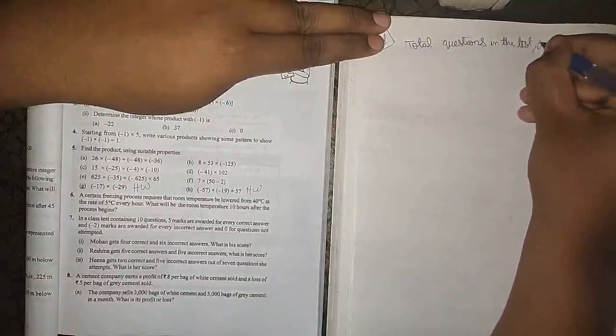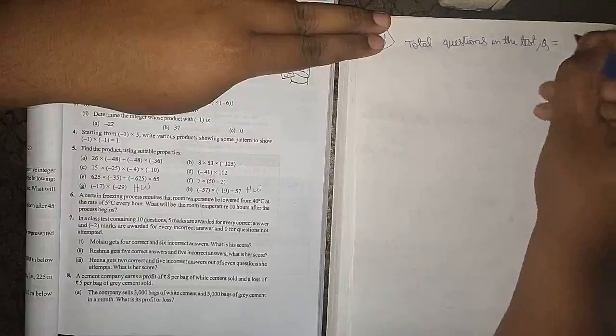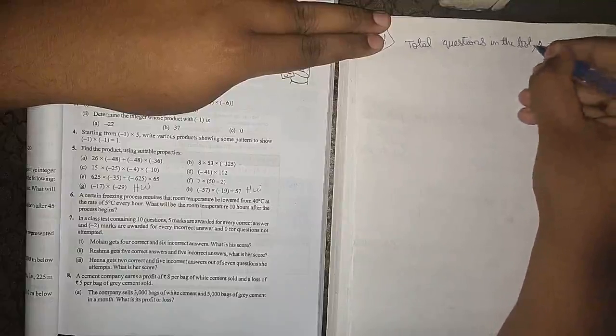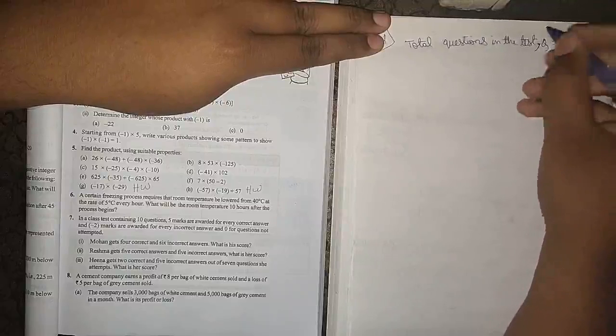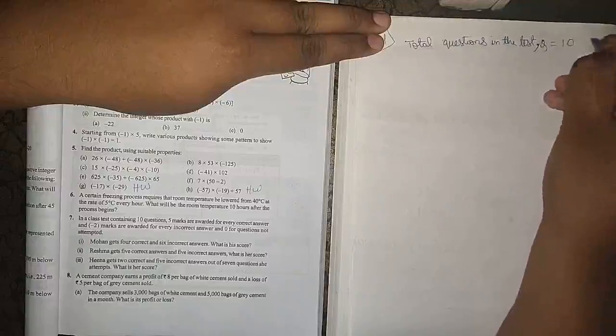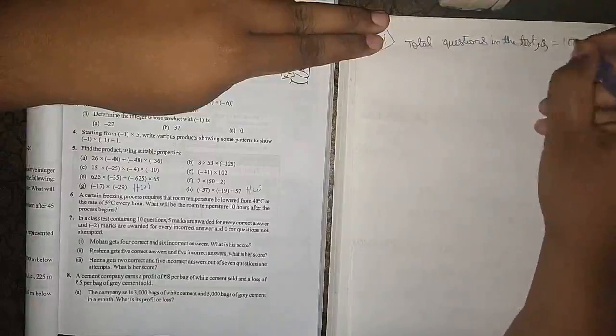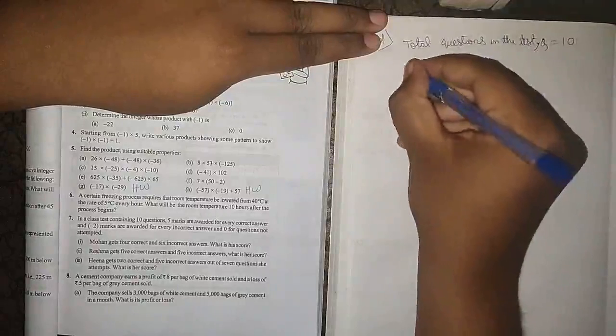I'll take it as Q. Total questions in the test, I'll give you the value of Q, that will be equal to 10. In this test there are 10 questions.